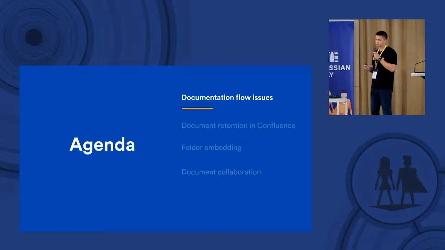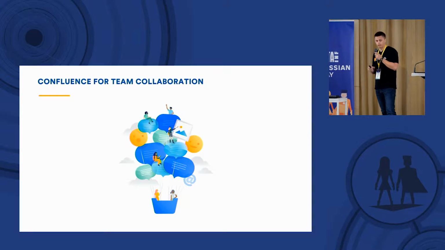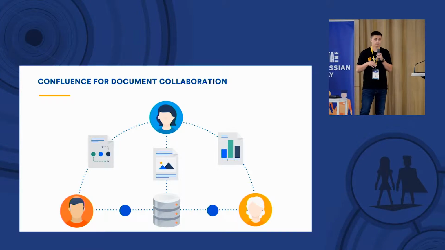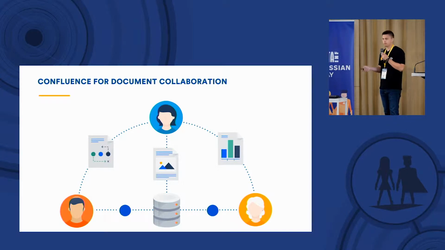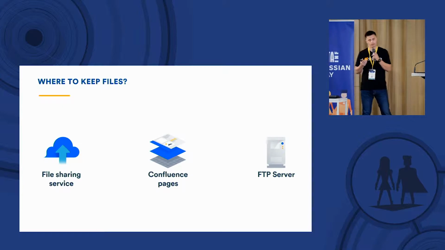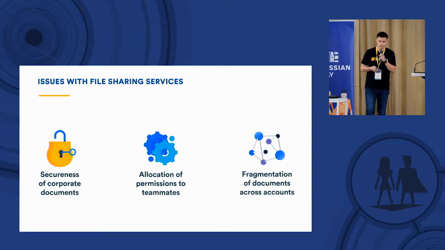First of all, I wanted to talk a bit about documentation issues that you can encounter in Confluence. By default, Confluence was designed as a team collaboration platform, but after some time, people start using it for document management as well. They upload new files, project files, designer files, and a lot of other things. And usually they have a dilemma where to keep these files. Some people use file sharing services, some people use Confluence pages, some people try to use an FTP server, but of course there are some issues with each of these solutions.